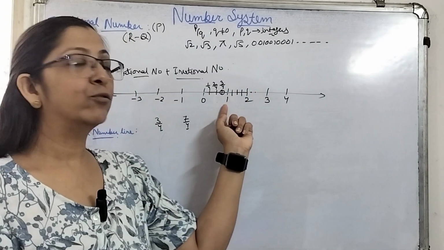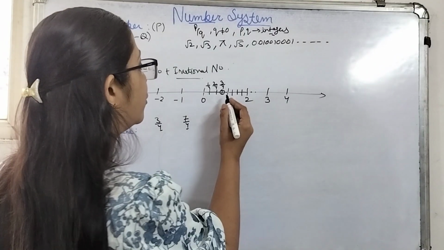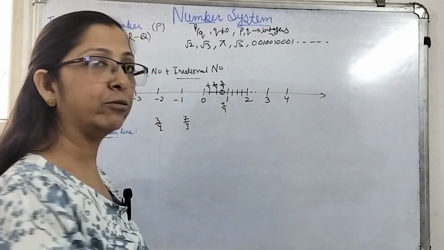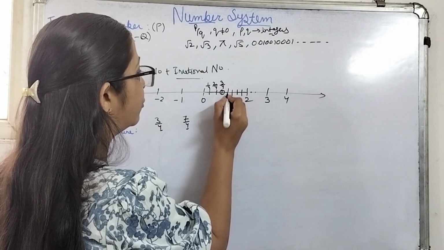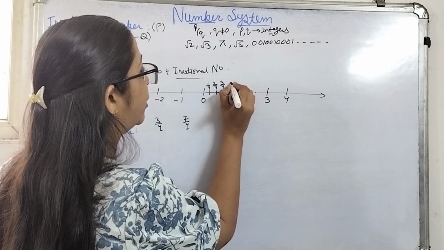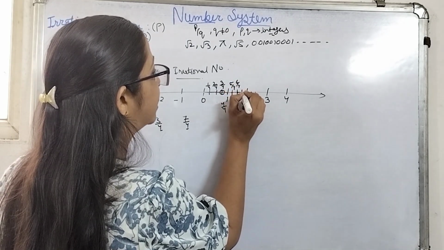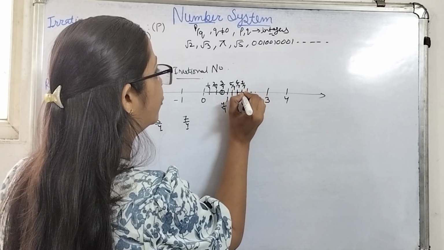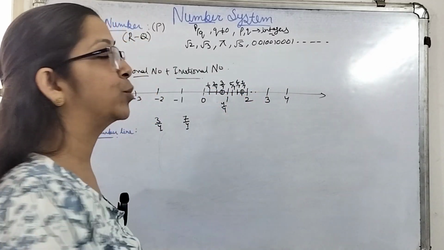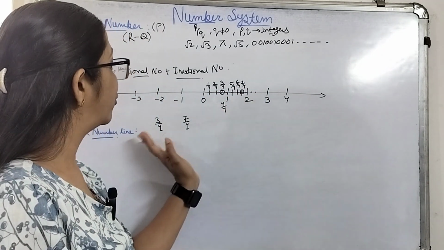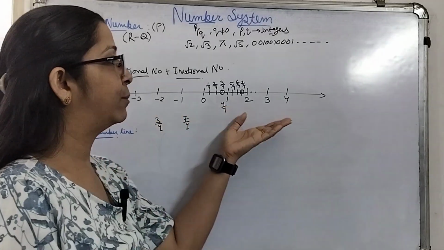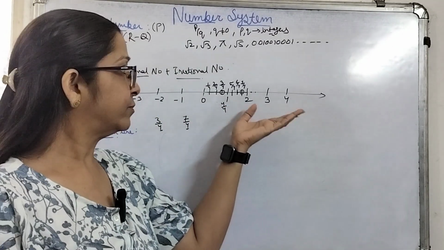Now this 1 could even be written as 4 upon 4. 4 upon 4 is 1 only. So this 1 is 4 upon 4. The next point will be 5 upon 4, the next will be 6 upon 4, then this point will be 7 upon 4, and this is the point which is to be represented. So this is how we can represent any rational number on the number line.